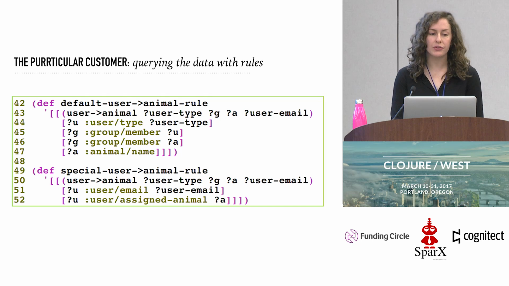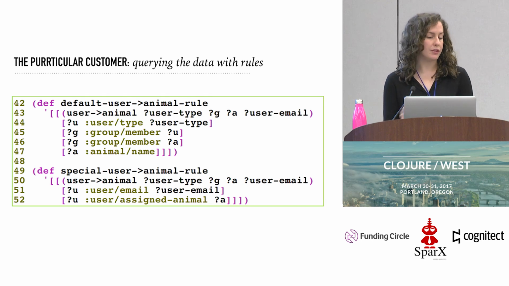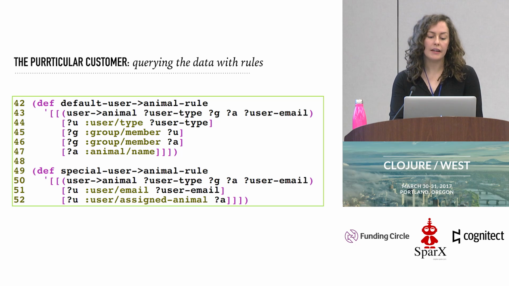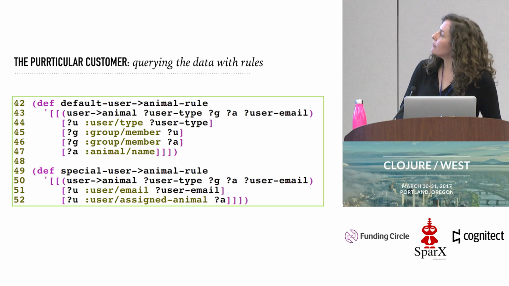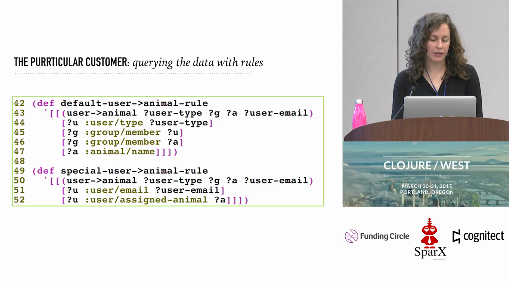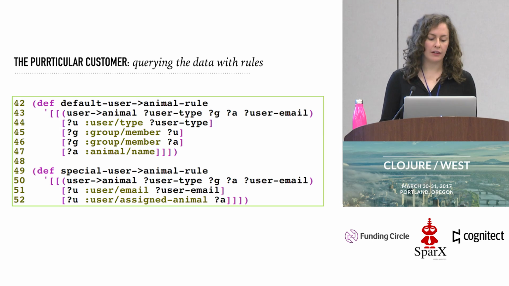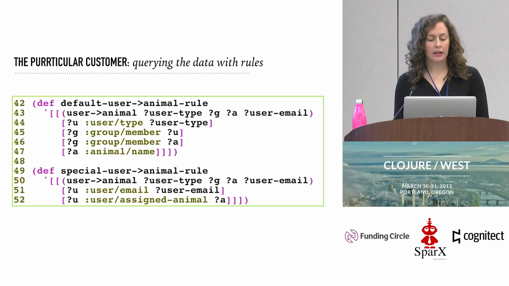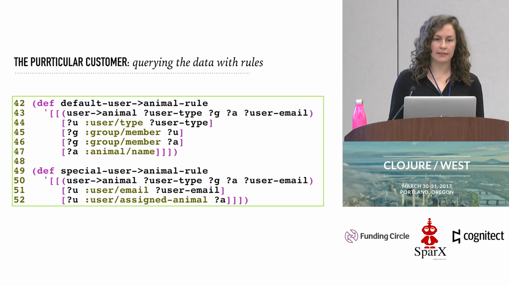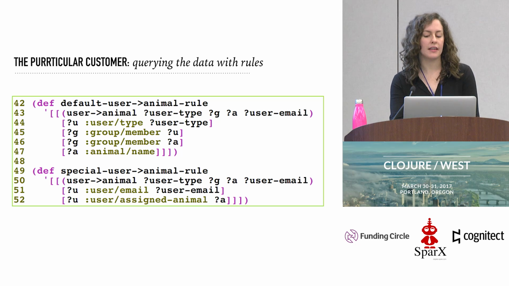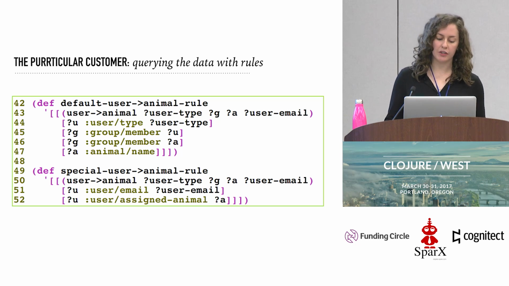This rule, called user to animal, behaves in the same way it did when it was in two separate rules. And here on the second rule, that's on line 49, this rule gets pretty interesting. This rule has the same rule head, or same name, as the rule above, but the definition is different. We now have a data pattern that is looking for entity U with a user email attribute that has a value of user email that we pass in. And then it checks that the entity U has an assigned animal attribute and assigns that value to A.